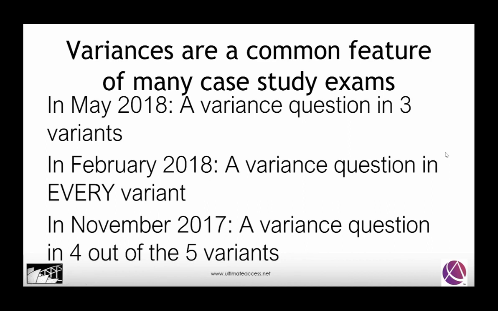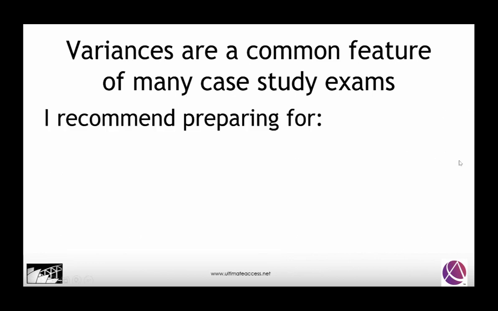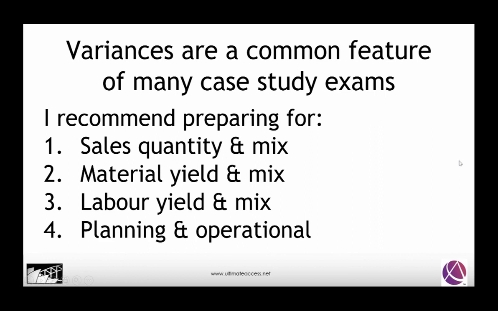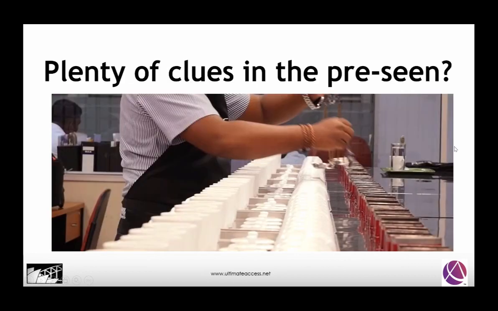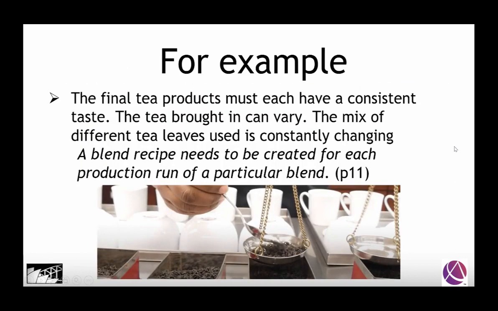Recently, in the May exam, there were 3 variance questions out of the 5 variants. In February, every single variant had a variance question, and in November there were 4 variance questions. So this is a very, very regularly tested area of the syllabus. So I recommend preparing for sales quantity and mix, material yield and mix, labour yield and mix, and planning and operational variances. There's plenty of clues in the pre-seen.